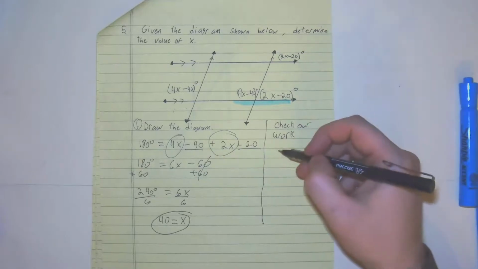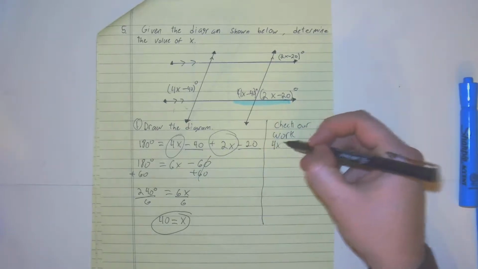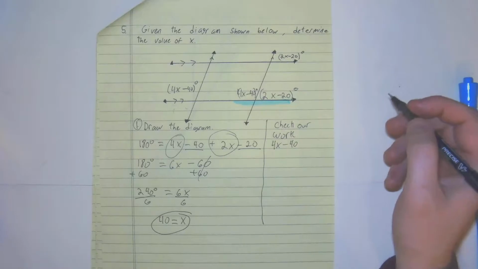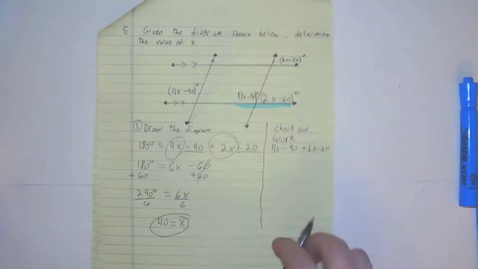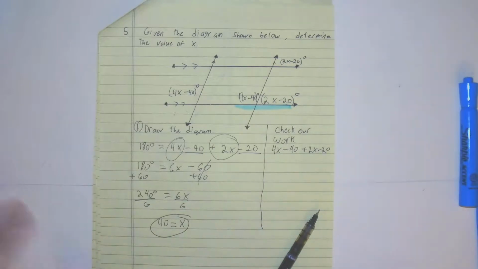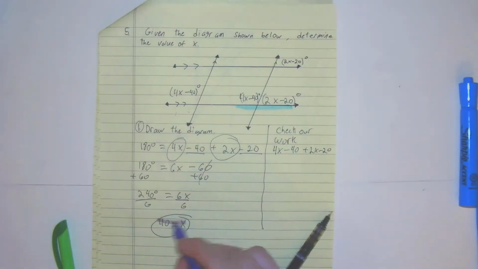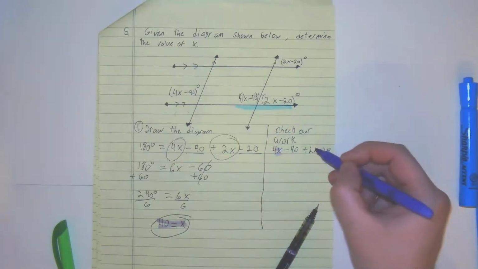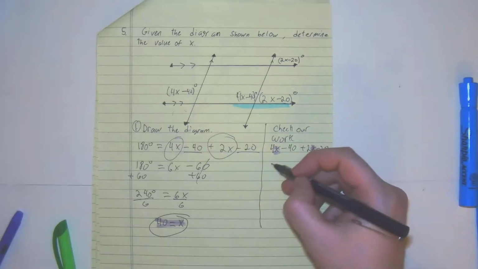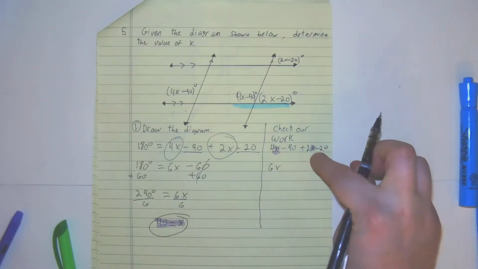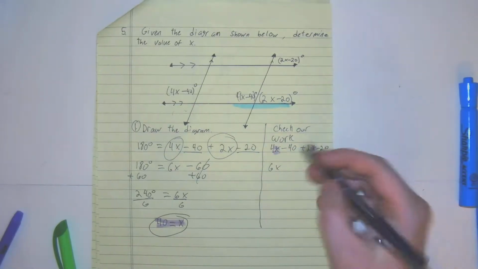So we have 4x minus 40 plus 2x minus 20. And we know this expression right here should equal 180 degrees. We're going to plug in 40 into the x's after we combine like terms. It should end up looking like that. 6x is 4 plus 2 is 6, and then negative 40 minus 20 is negative 60.